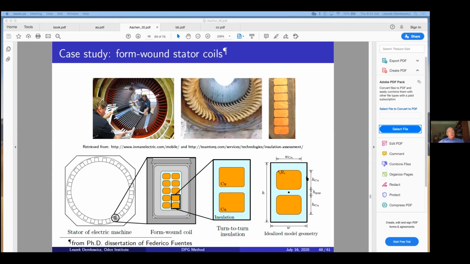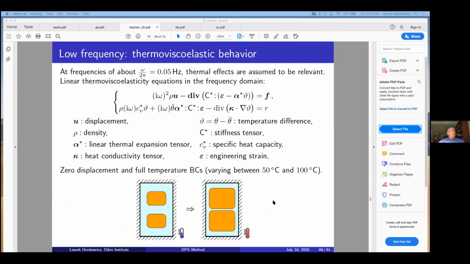and the problem deals with the modeling of the thermoviscoelastic material used to model the insulation. It was done in collaboration with an experimentalist who was determining the constants for this material in her lab. Mathematically, this translates into thermoviscoelastic behavior. This is the problem we are solving.